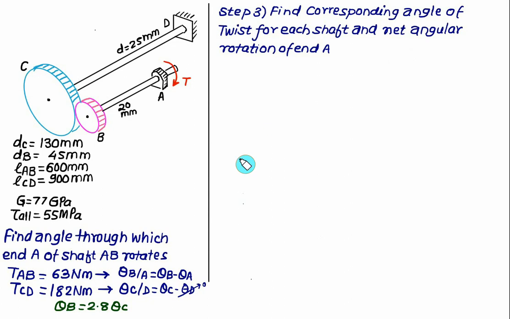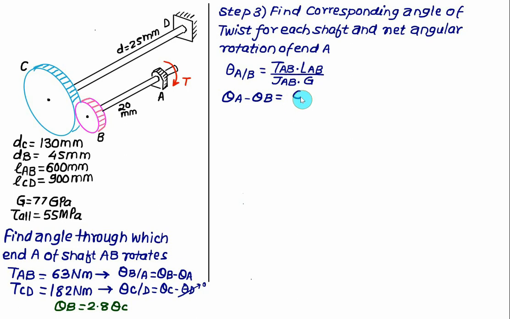In step number 3, we'll calculate theta B with respect to A. For that we'll use a simple formula: theta equals torque multiplied by length divided by J times G. So theta A with respect to B is the torque in the shaft AB multiplied by the length of AB, that is 600, divided by the polar moment of inertia, pi by 32 times 20 to the power 4, times G, which is 77. So let's substitute here. We can write theta A minus theta B equal to the torque AB, which is 63 Newton meter.